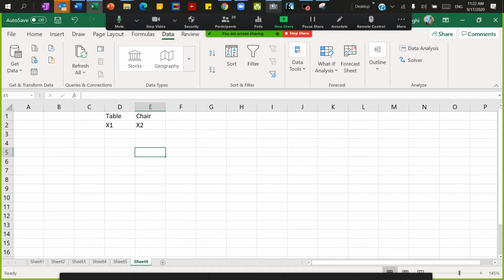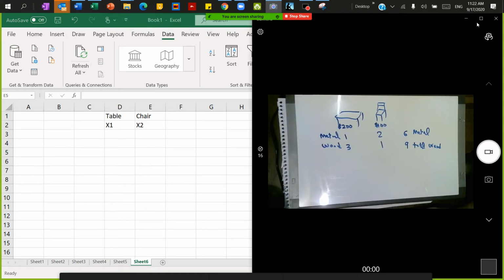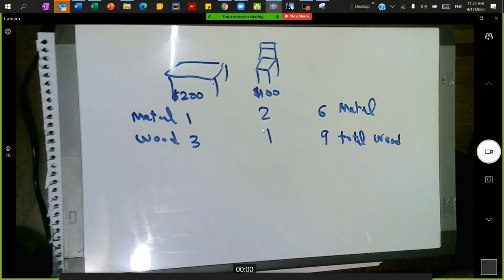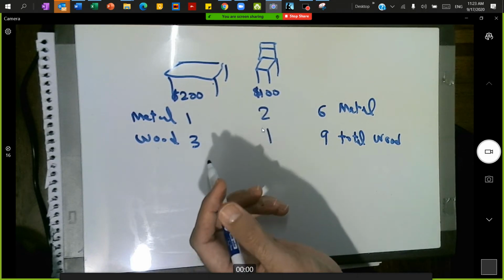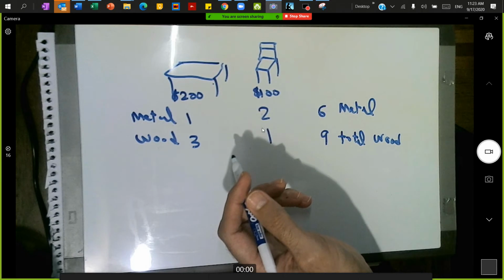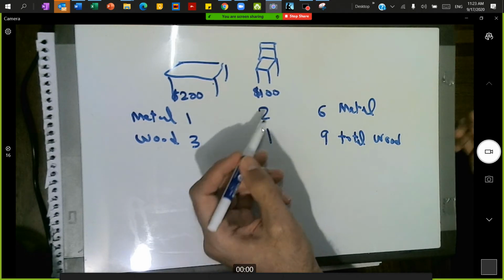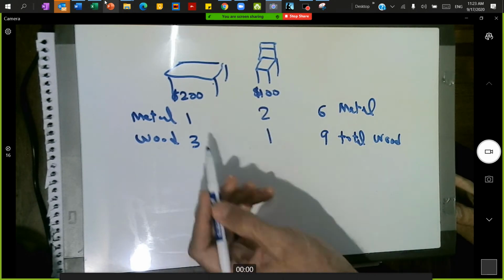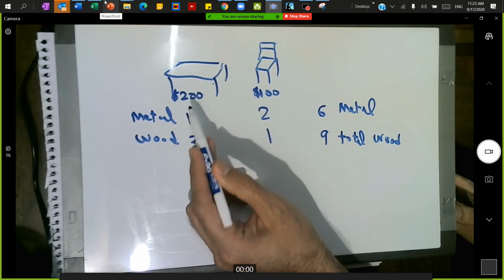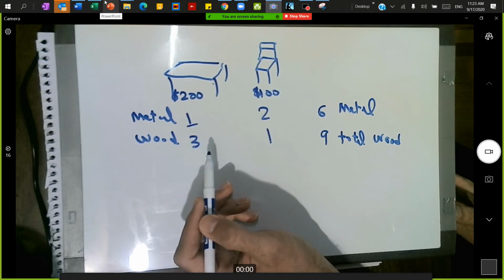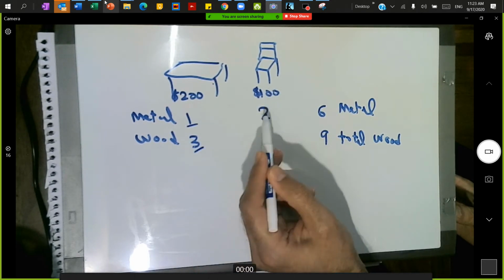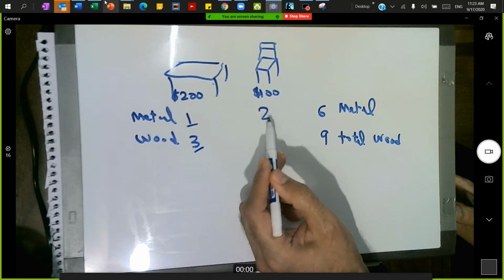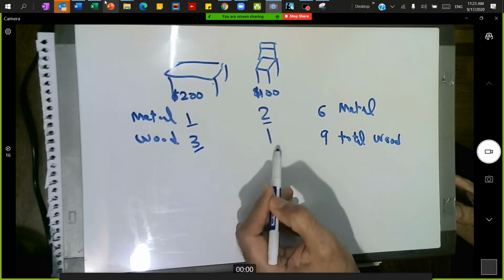So we want to use Excel Solver to solve an optimization problem related to operations research. The problem is that we want to make tables or chairs. For every table that we make, we earn $200. For every chair that we make, we earn $100. I want to find what combination will make the most money. For every table that I make, I need 1 unit of metal and 3 units of wood. For every chair I make, I need 3 units of metal and 1 unit of wood.